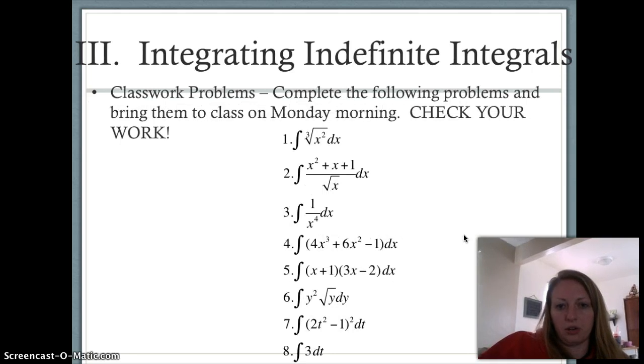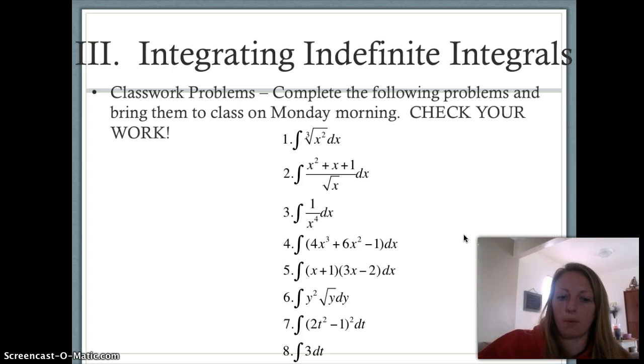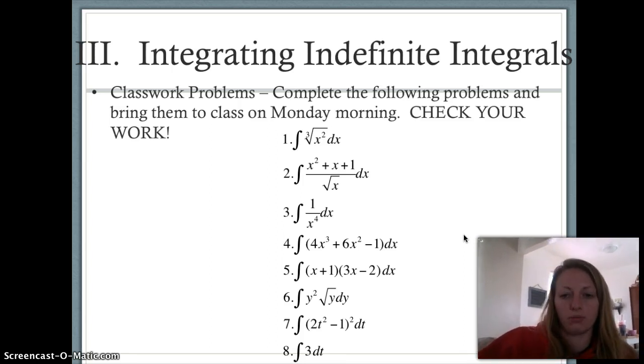Okay, these are your classwork problems. They need to be done when you come in on Monday morning. So you need to be completely finished with them when you come to school on Monday morning at 7:15 in my room. Make sure you get them written down and have them done. I am going to check them. It's kind of like your homework. It would be like if I was collecting the classwork in class.